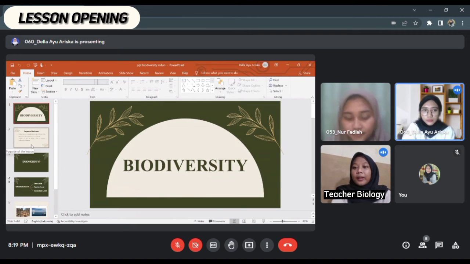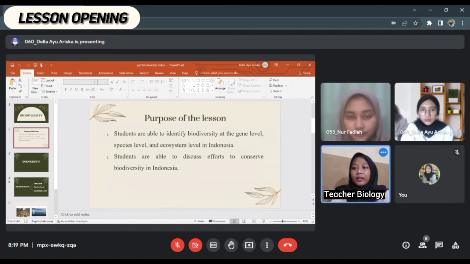Today we will learn about biodiversity. The purpose of learning is... Next slide. The purpose of the learning is that students are able to identify biodiversity at the genetic level, species level, and ecosystem level in Indonesia. And then students are able to discuss efforts to conserve biodiversity in Indonesia.